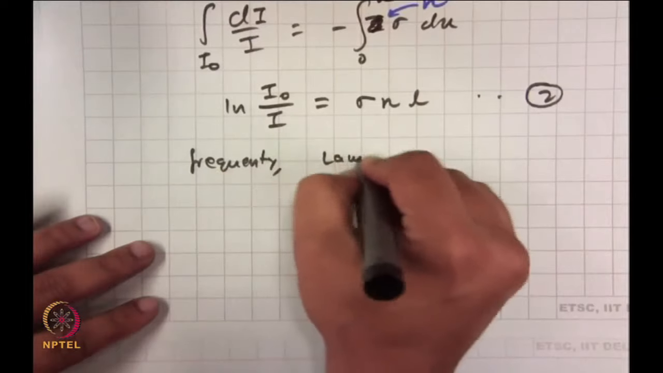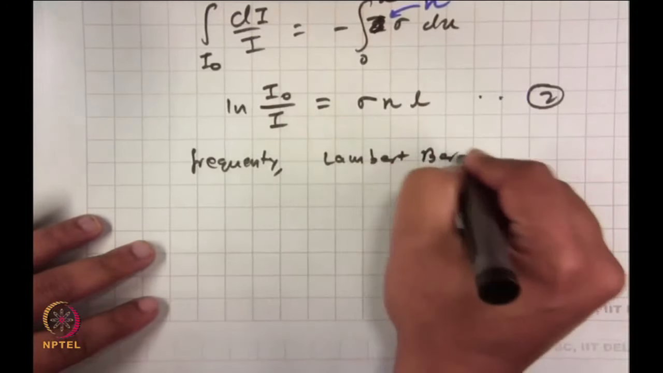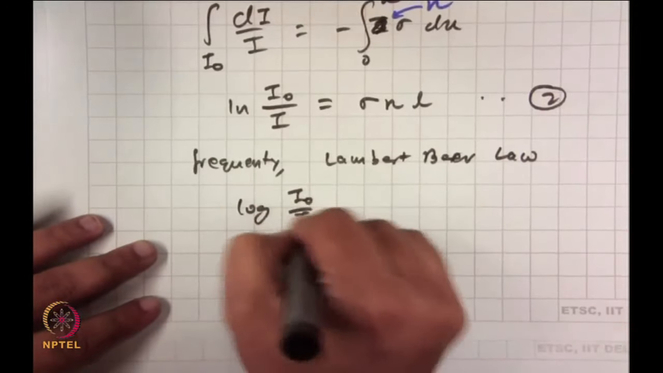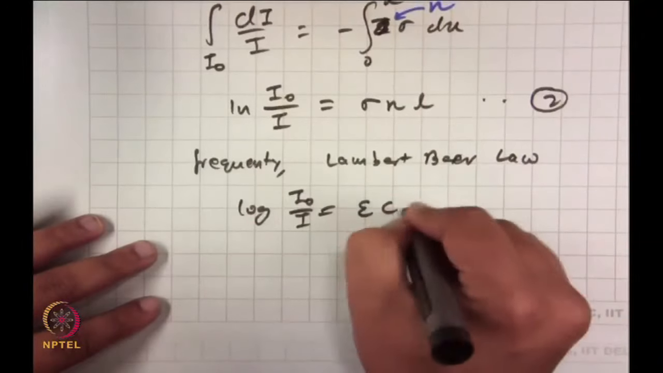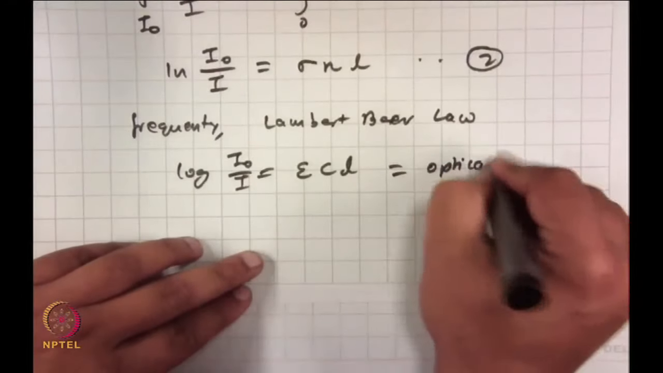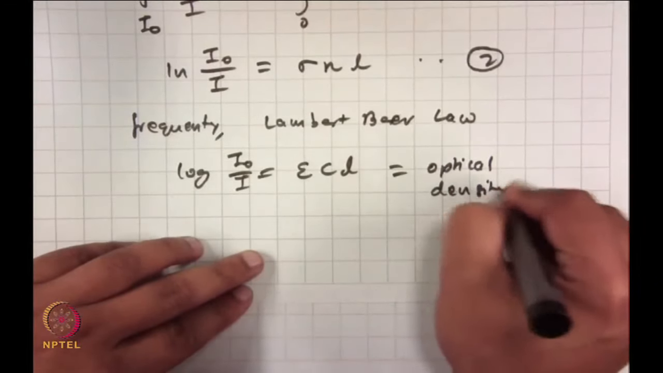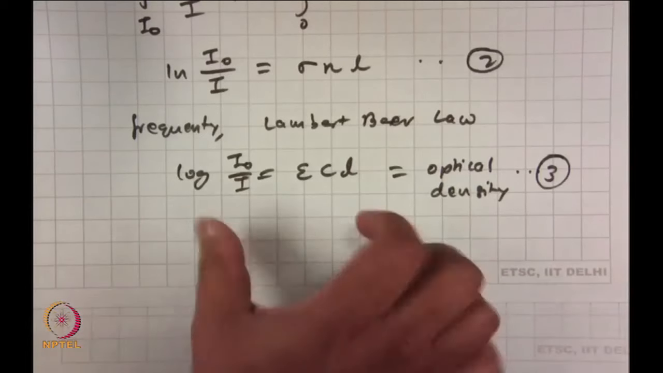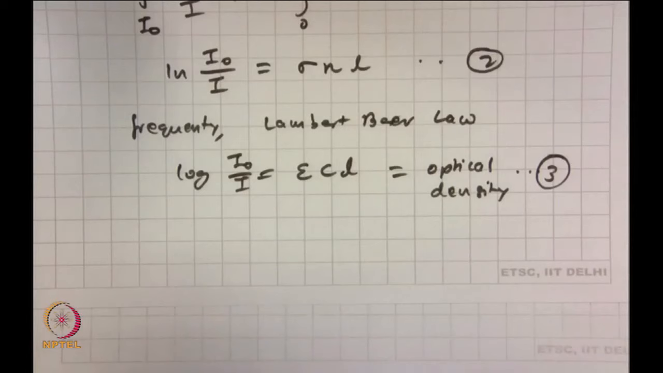the Lambert-Beer law is expressed as log of I0 by I is equal to epsilon C times L, right, and this is equal to your optical density, and this is equation 3. Okay. So, the bottom one is the one you use frequently. Now, obviously, these two are coming from the same principle. So, these two would definitely be comparable, right.